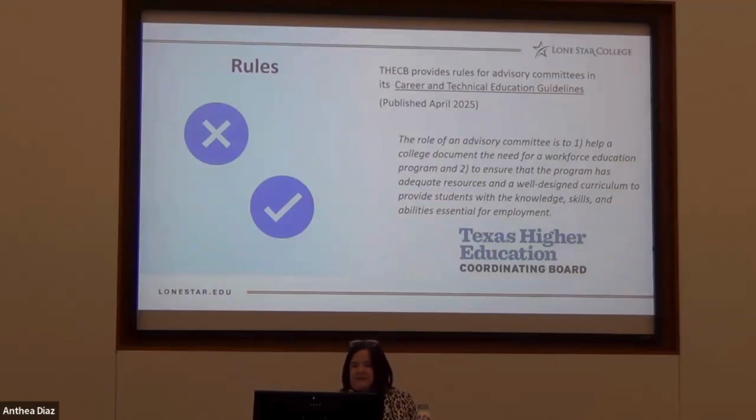All right. So why do we have advisory committees and what are the rules? The Texas Higher Education Coordinating Board provides rules around advisory committees and the requirements for those in their fairly newly published career and technical education guidelines. I'll just read this short snippet. The role of an advisory committee is to, one, help a college document the need for a workforce education program, and two, to ensure that the program has adequate resources and a well-designed curriculum to provide students with knowledge, skills, and abilities essential for employment.